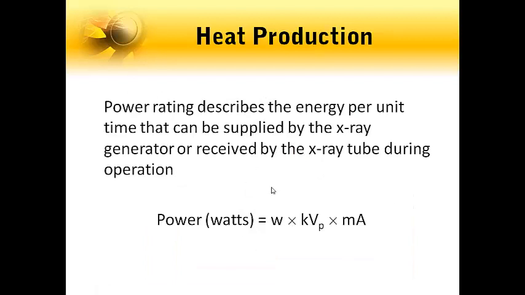Other than that, the power or the watts can also be described as the energy per unit time that can be supplied by the X-ray generator or received by the X-ray tube during the operation. So the power in watts is equal to waveform factor times kVp times mA.